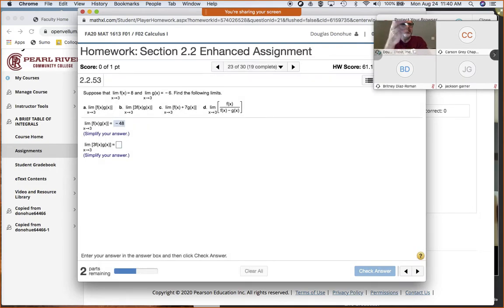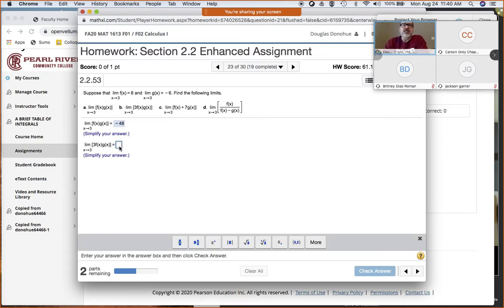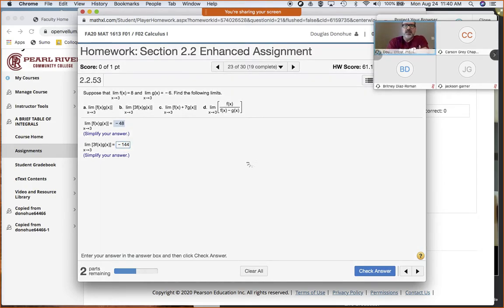Now we have 3 times f times g, so that's going to be 3 times 8 times -6, be negative, I don't know, 154? 144, maybe, if I'm doing my multiplication right in my head.